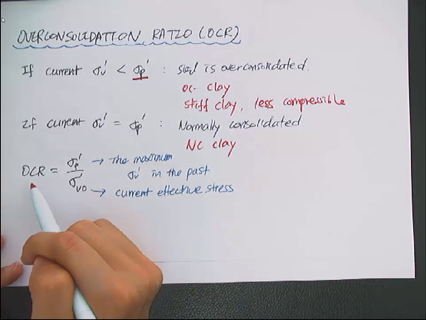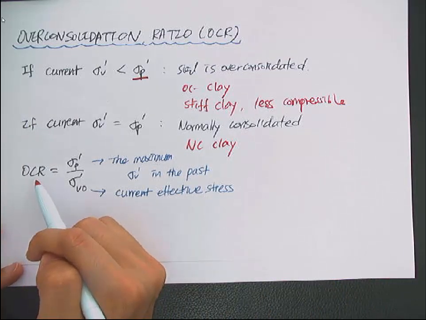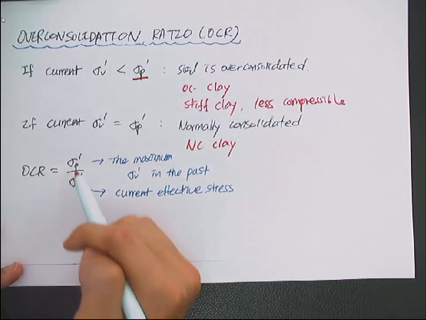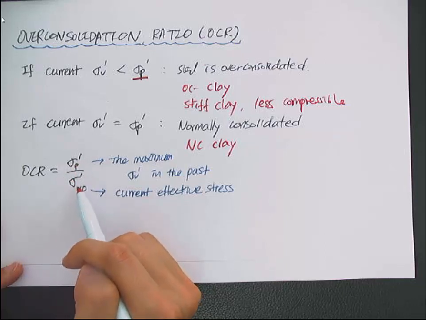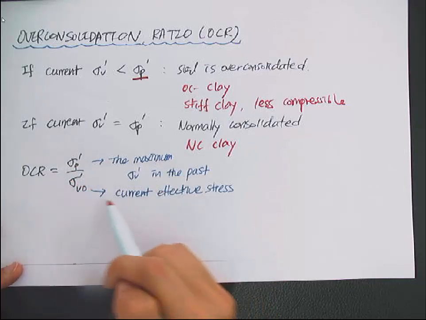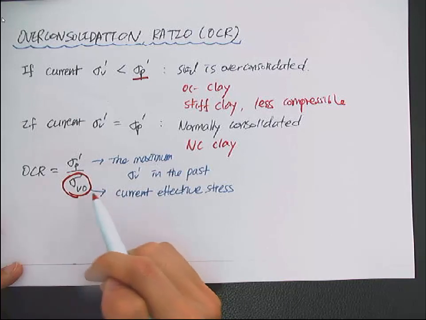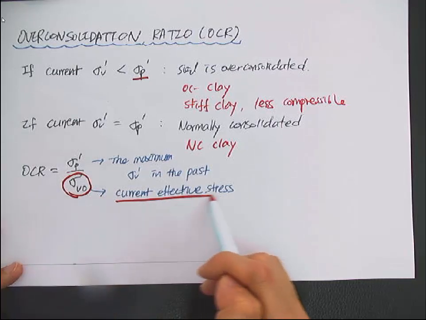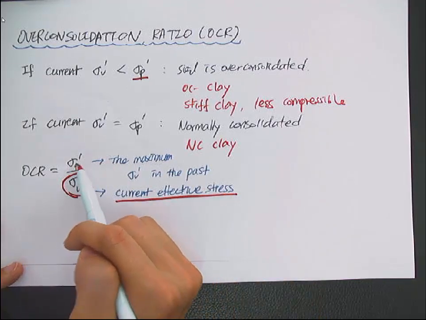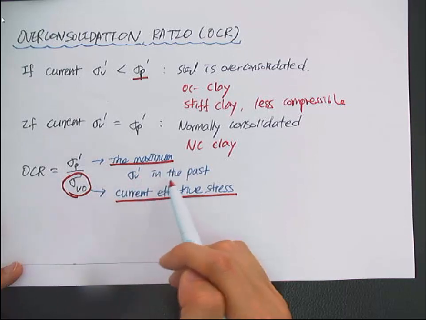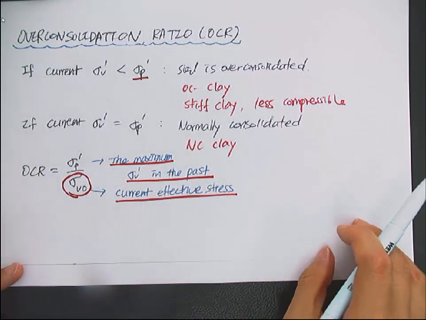So the overconsolidation ratio, in short OCR, can be defined as sigma p prime over sigma v naught prime. So this sigma v naught prime is the current vertical effective stress, and sigma p prime is the maximum vertical effective stress in the past.